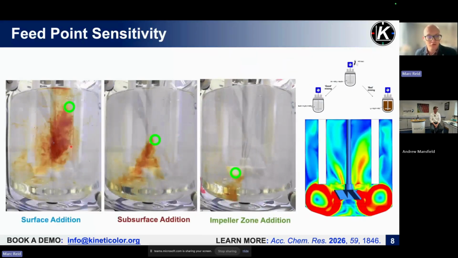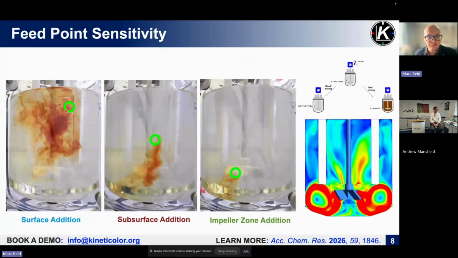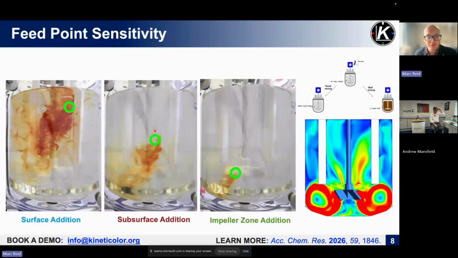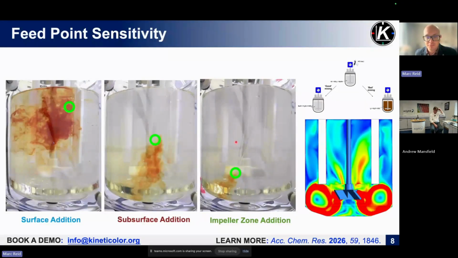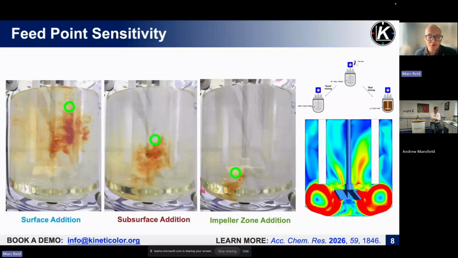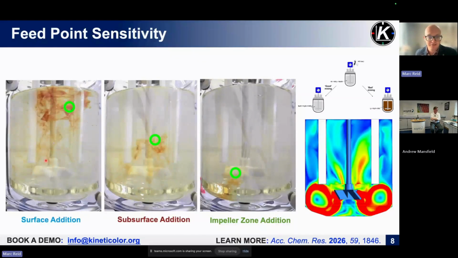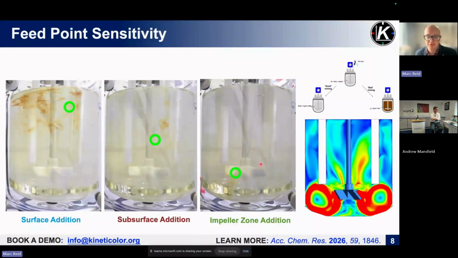And what you can see now on the left-hand side are 3 videos showing the hydrochloric acid being injected from the surface, from the midpoint of the reactor, and from the point closest to the impeller. And as you can see by eye here, the amount of yellowing or browning caused by iodine formation is far more severe on the left-hand side when the hydrochloric acid is injected at the surface, compared to what you see when you inject the hydrochloric acid from near the impeller.